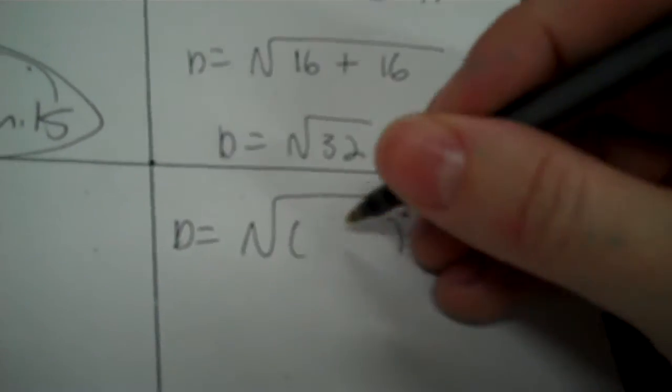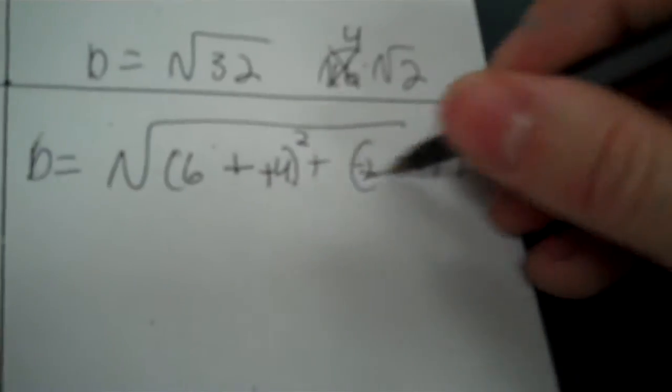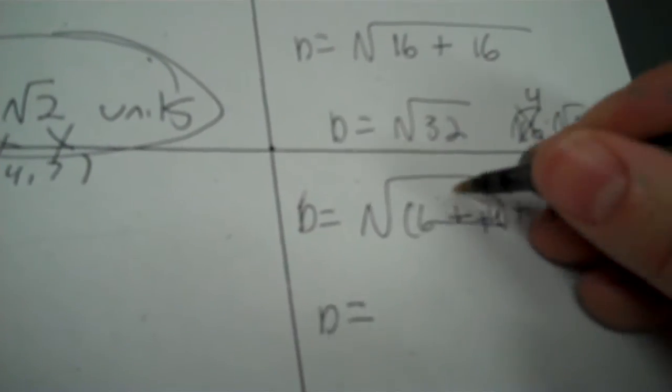Parentheses to the second plus parentheses to the second. Okay, now x, y, x, y. So let's take our x's, 6 minus negative 4. That is a plus 4. So that's going to end up being 6 plus 4. Negative 2, 7, that's negative 9. So now 6 plus 4 is 10.